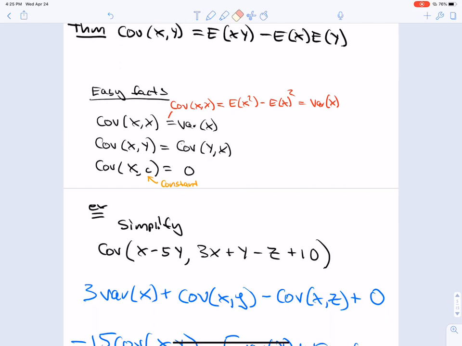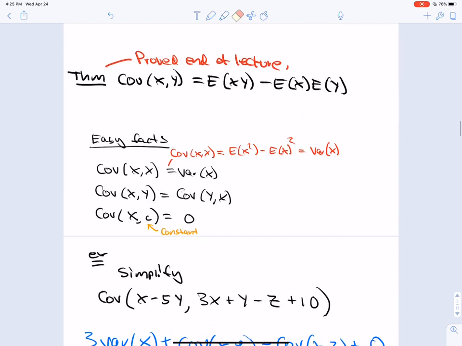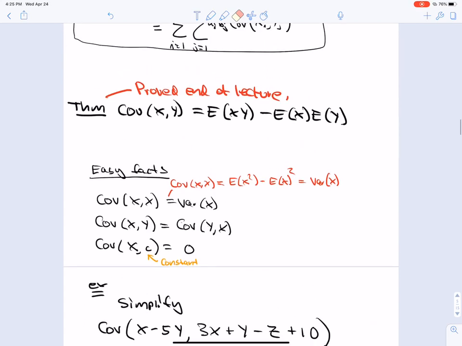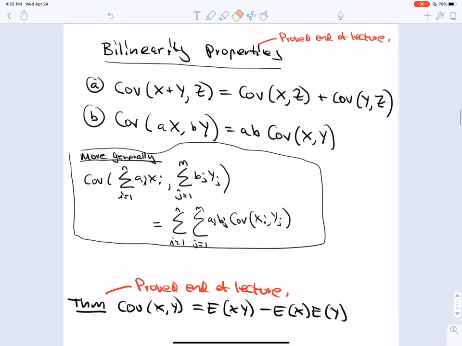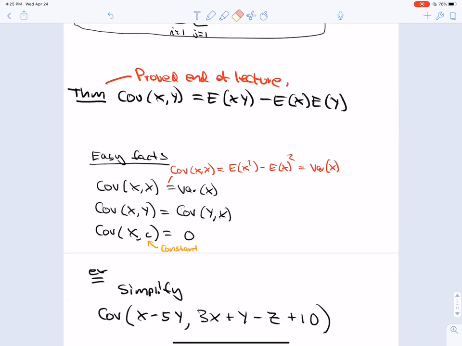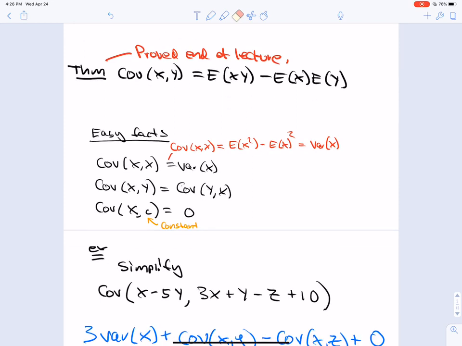And some easy other facts: the covariance of X, X is the variance of X. The covariance of XY is the same as the covariance of YX, and you can just see it right here. If the covariance of XY is the expectation of XY minus the expectation of X times the expectation of Y, this is symmetric in X and Y. Furthermore, the covariance of X, c is 0. That makes sense because if you let X be c, then this would say the variance of a constant is 0. Great.